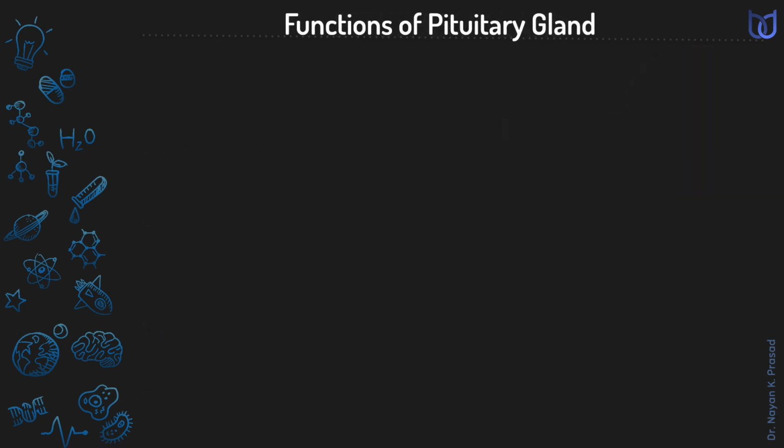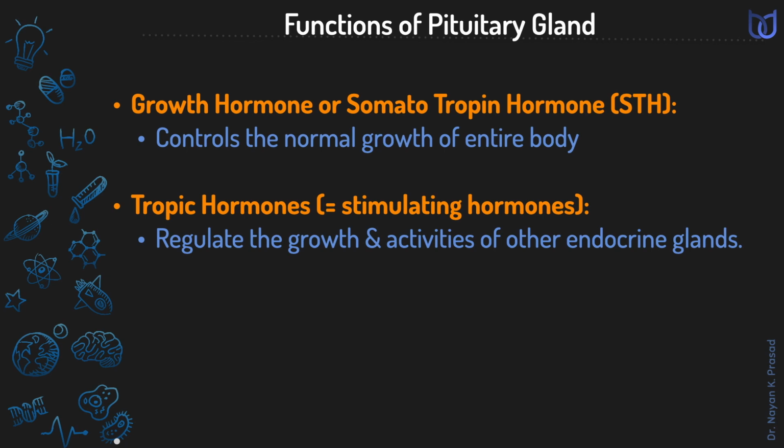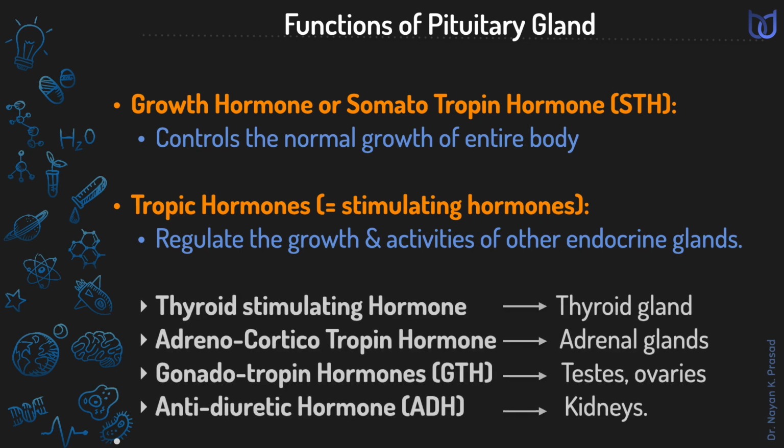The two main hormones produced by pituitary gland are growth hormone and tropic hormones. Growth hormone is also called somatotropin hormone. It controls the normal growth of the entire body, especially that of bones and muscles. The tropic hormones are also called stimulating hormones. These regulate the growth and activities of other endocrine glands of the body. These are mainly thyroid stimulating hormone, adrenocorticotropin hormone, gonadotropin hormone, and antidiuretic hormone.